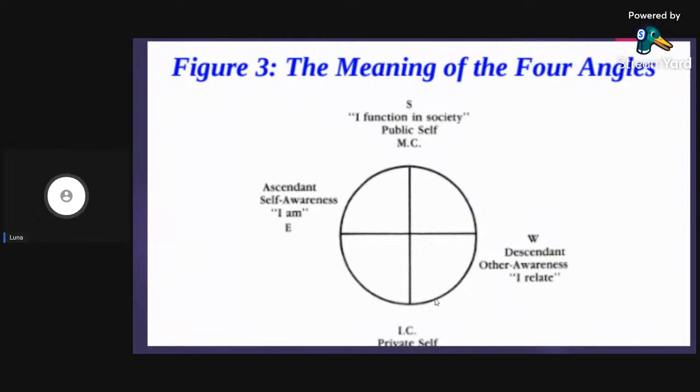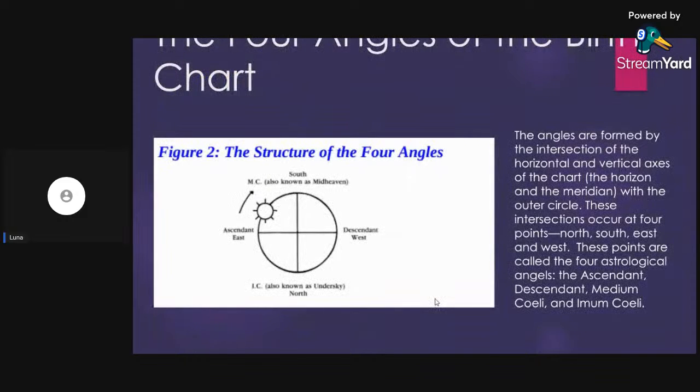A brief note: the reason that the east appears at the left of the diagram is that in the northern hemisphere, where astrology originated, to look at the noonday sun, represented by the midheaven, you must face south. This places west to your right and east to your left.